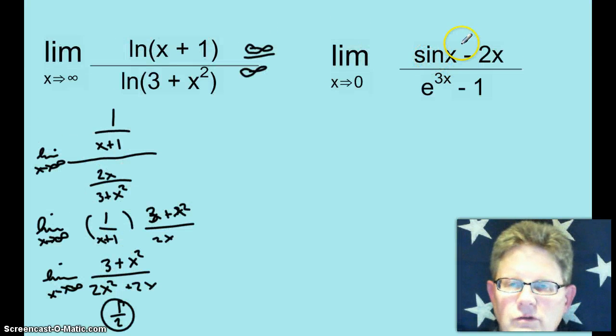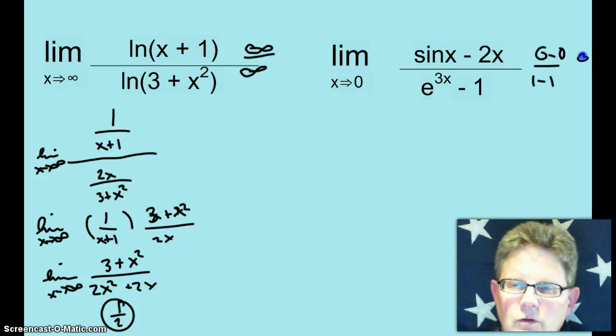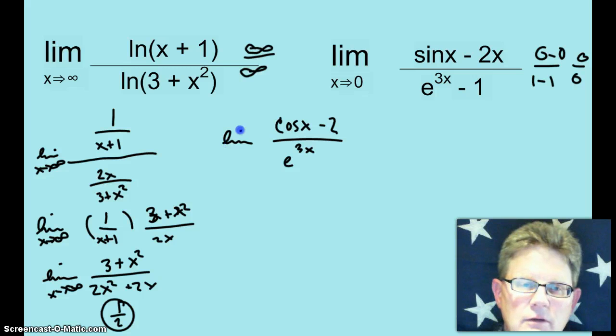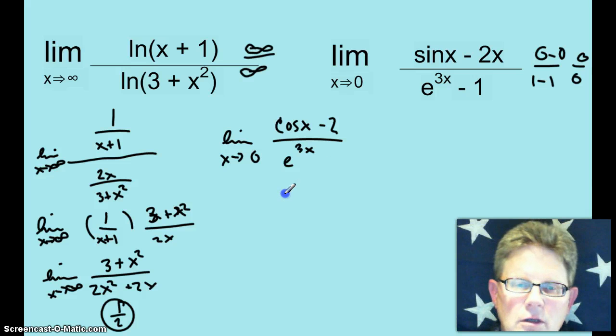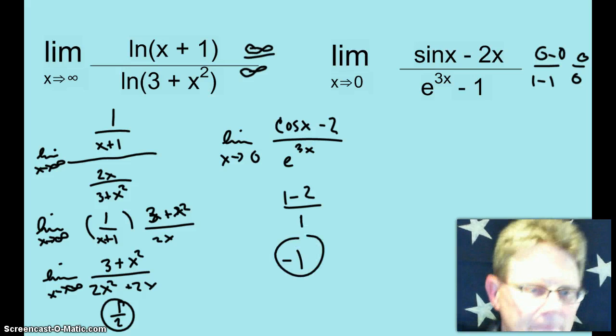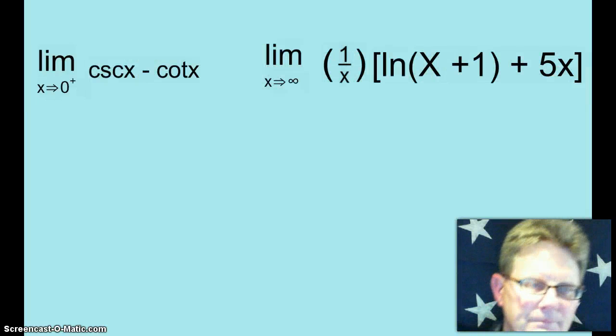Okay, how about the limit as x approaches 0, sine x minus 2x over e to the 3x minus 1? It'd be 0 minus 0 over 1 minus 1. 0 over 0 when we replace, so let's take the derivative. Cosine of x minus 2 all over 3e to the 3x. The limit as x approaches 0, so that would be 1 minus 2 over 3. That limit, negative 1 third. Let's go ahead and move on.